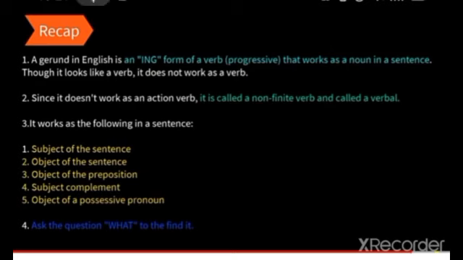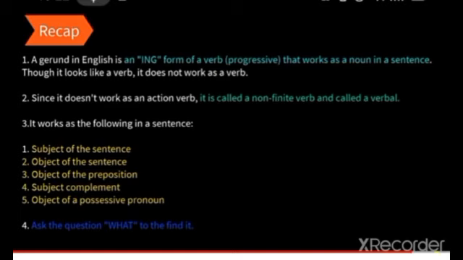Yes, this is all about gerund and its functions. Let's revise what we have done today. We have done what is gerund. A gerund in English is an ing form of verb, a progressive form of verb that acts as a noun. It doesn't work as a verb. Since it does not work as an action verb, it is called a non-finite verb, called a verbal too.